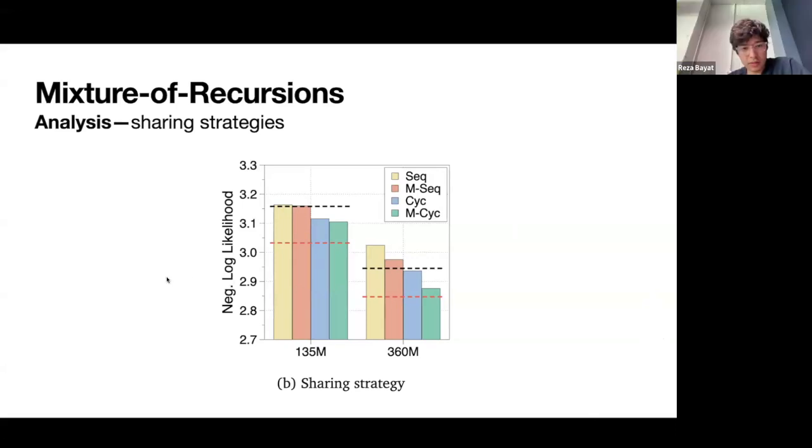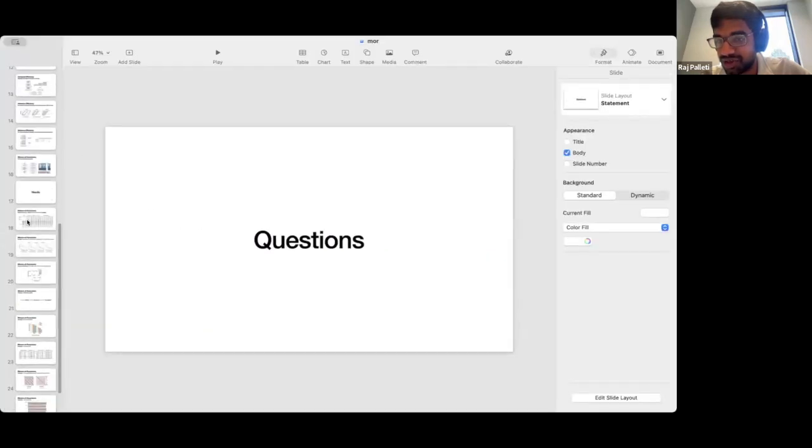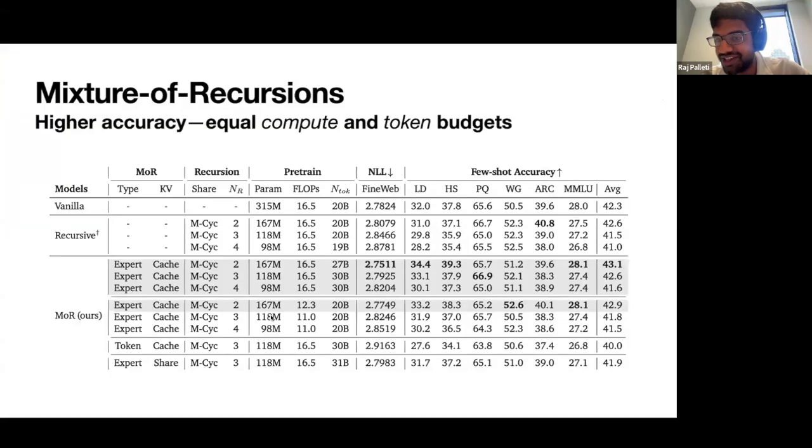Looks like there's one more question, Reza. The question is, in the results table, it seems that there's not a clear relationship between more cycles, e.g. 2 versus 4, and it seems more cycles is actually worse. Do you have any idea why? Did you see the same pattern on other benchmarks?